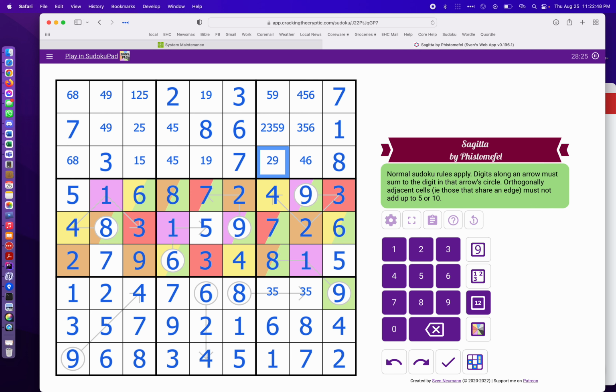4, 6, 2, 9. Oh, this is a 6. This is an 8. Sometimes it's easy to miss simple things. That's a 4. That can't be a 4. This can't be a 6. So we got a 3, 5 pair in the column, so that's a 6. 4.